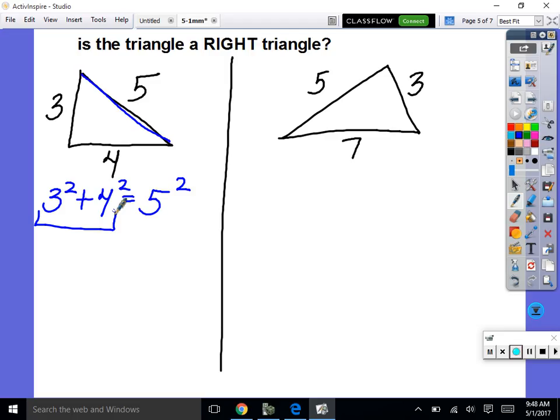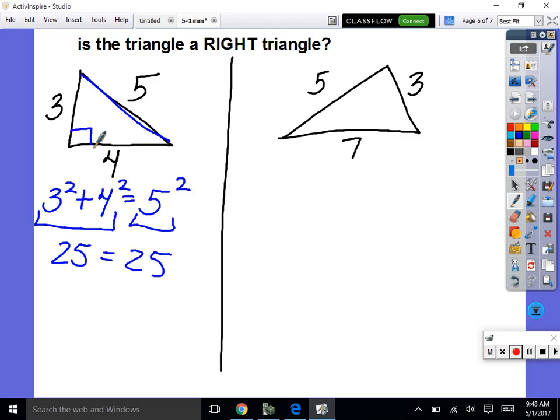Do that in your calculator. What is it? 3 squared plus 4 squared is 25. Now do this in your calculator. What's 5 squared? 25. Does 25 equal 25? Is that a true statement? Yeah, so this is truly a 90-degree angle. Does everybody see? Yeah. That's easy.